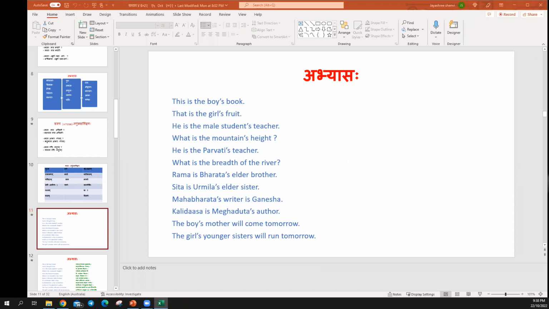No. This is the boy's book. It is written here. So this is the boy's book. This will come as a Napumsakalinga, right? Okay. Book is Napumsakalinga. Pustakam. Right? Okay. This means Yetat Pustakasya Balakaha. This is the book's boy. I said translate only. Okay. Yetat Balakasya Pustakam. Yes, that's right. So when you say boy's, you have to think it has to come as Balakasya and this should be Etat.